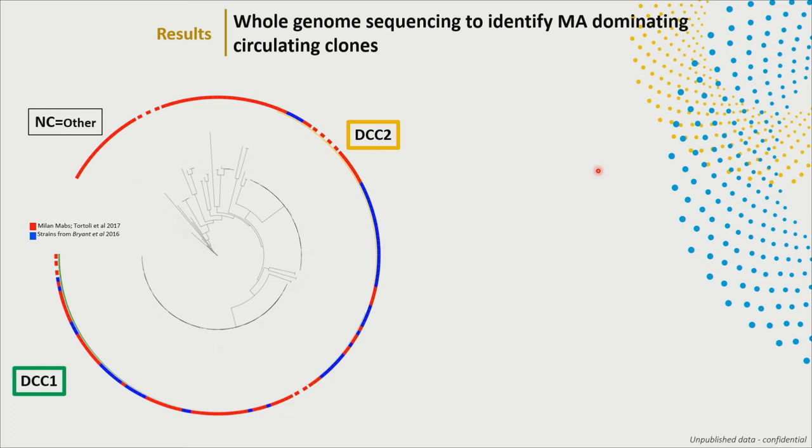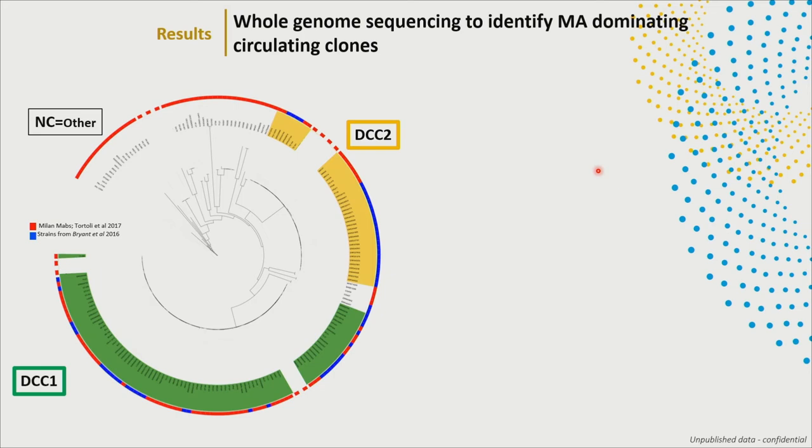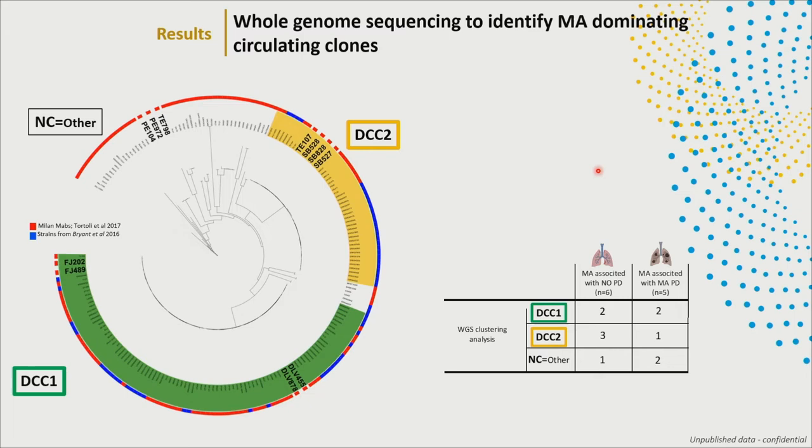Moreover, in terms of the dominant circulating clone, to determine this, we reconstructed a phylogenetic tree downloading publicly available genomes, in particular those that were previously published in our laboratory and those previously published by the Floto group. And we were able to reconstruct the main dominant circulating clones described worldwide. We sequenced our 11 strains and we observed that our 11 strains were equally distributed among the dominant circulating clone 1, 2, and the cluster.